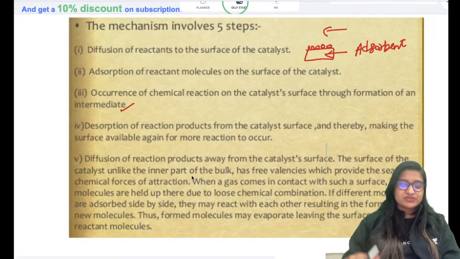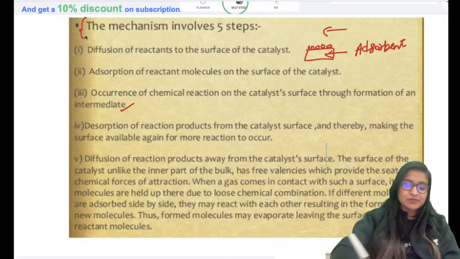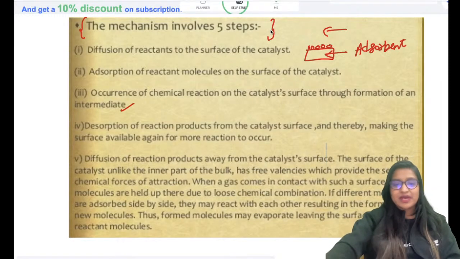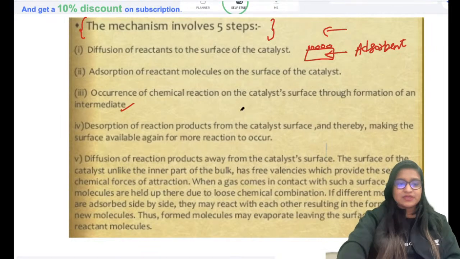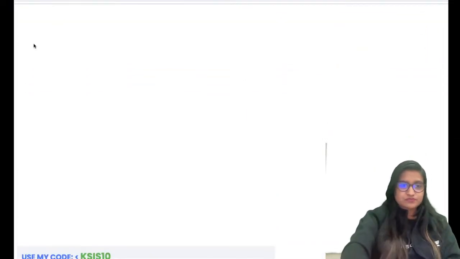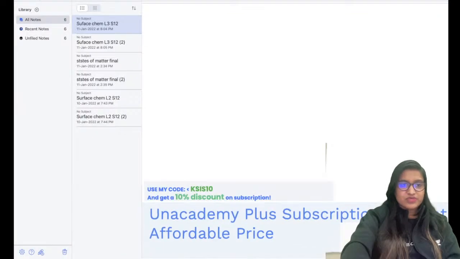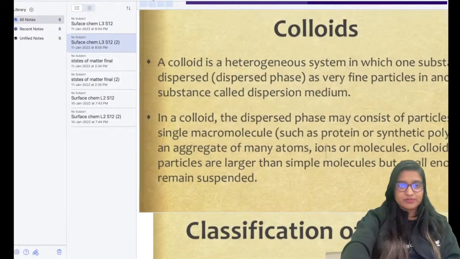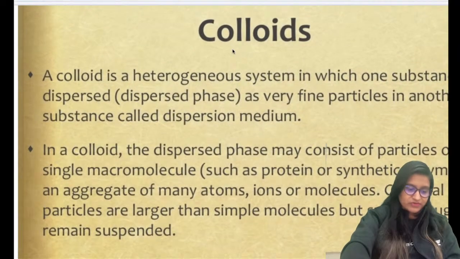All right, so this is the mechanism of heterogeneous catalysis. All right, I believe it's done, no doubt for now. Okay, now we will start with colloids.